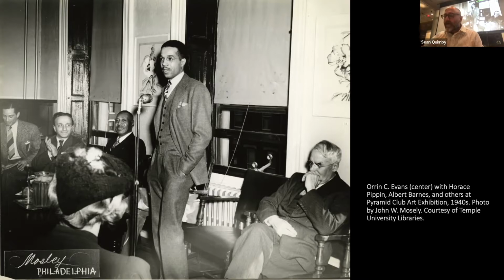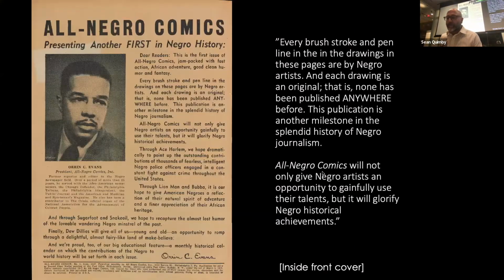Indeed, in his letter from the editor on the inside cover of All-Negro Comics, Evans tells us precisely who his audience is, young and old, and what his goals are. He reminds us that every brushstroke and pen line in the drawings in these pages are by Negro artists, and each drawing is an original. That is, none has been published anywhere before.